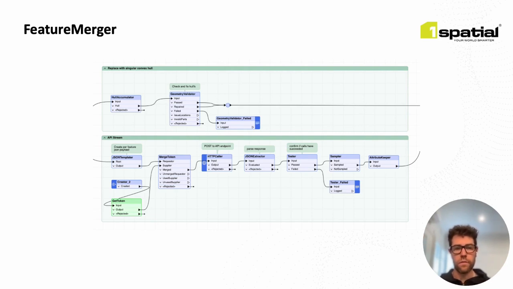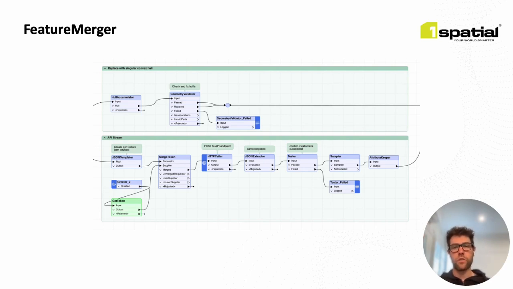And so down the bottom, we're calling an API using an HTTP caller. We're then parsing out the response in the JSON extractor. And then finally, we've got a tester there to tell us whether it's passed or failed. Anything that's failed is coming out in the logger. And then after the tester, we have a sampler, and what that sampler is set to do is to only pass through the final one feature. We also have an attribute keeper there, which is keeping no attributes because we don't need anything necessarily from this stream of data.